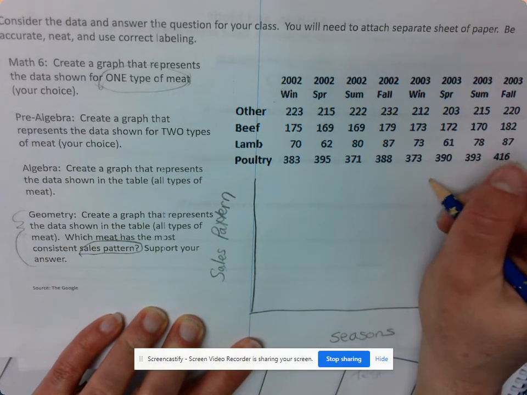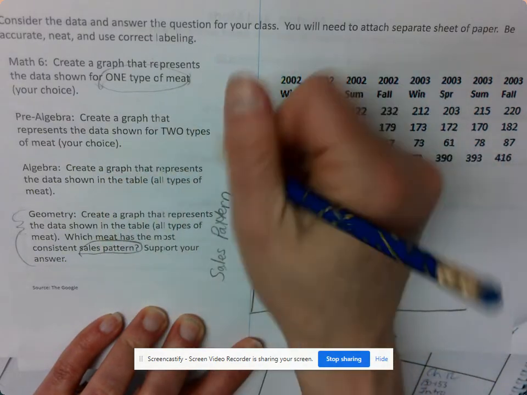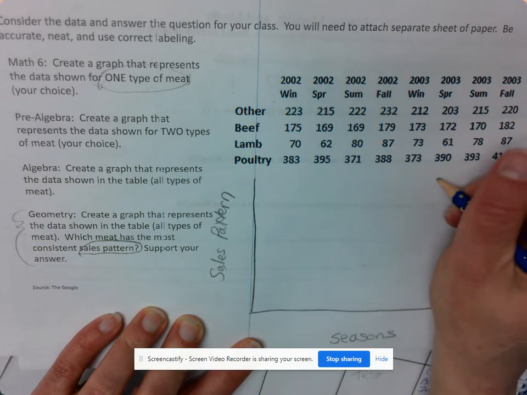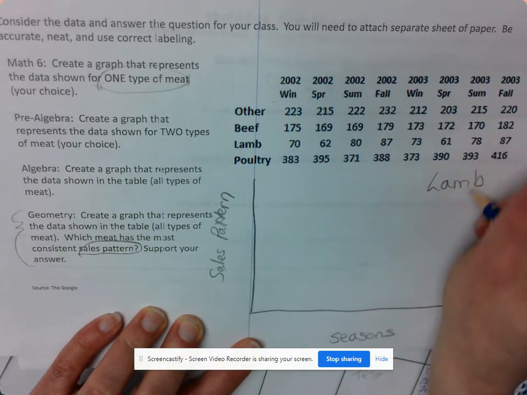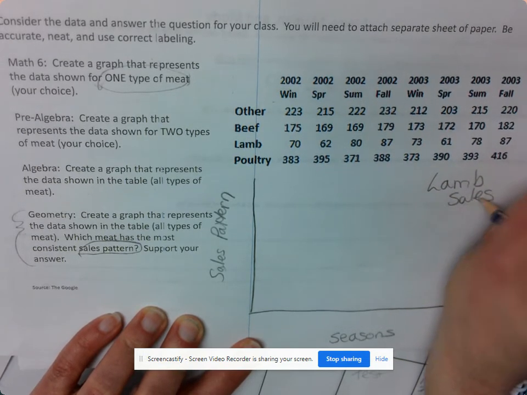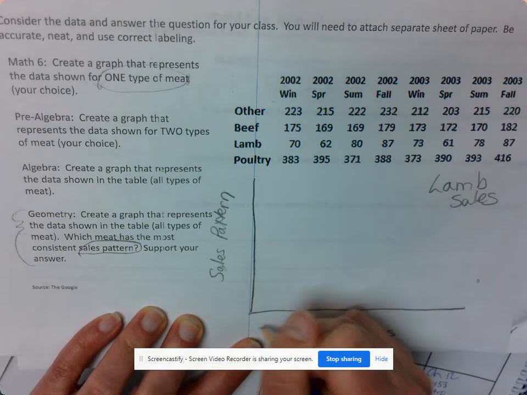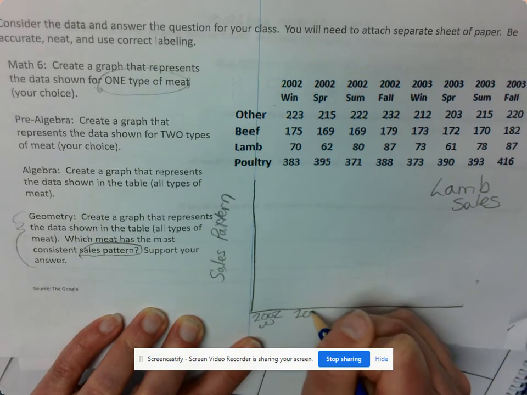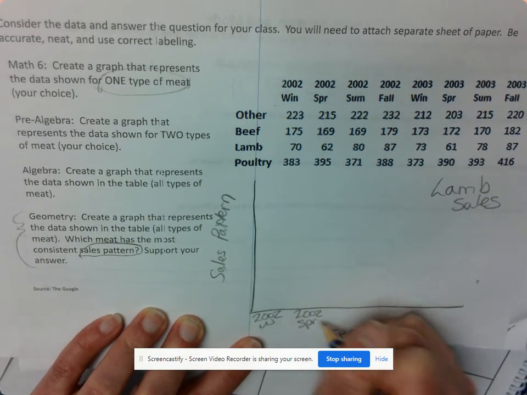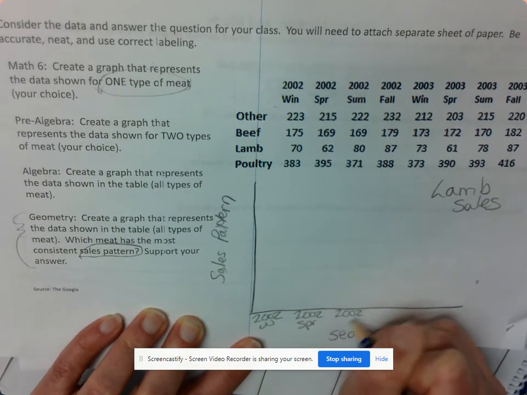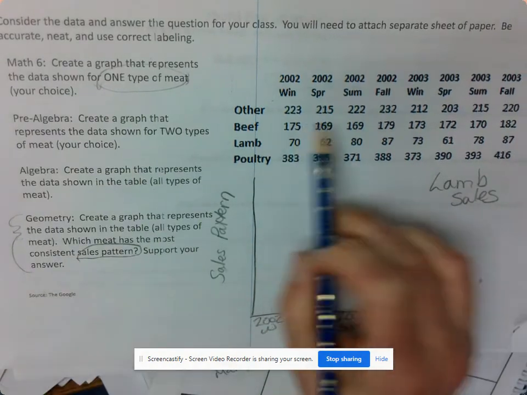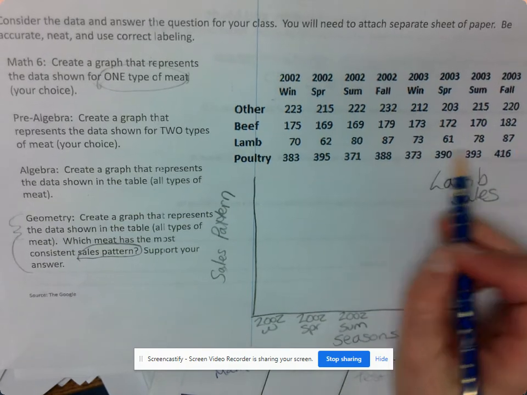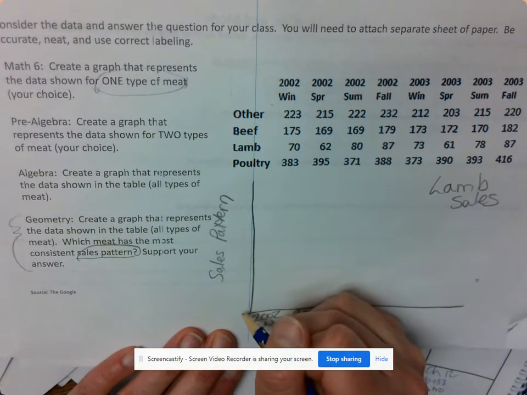Now we're going to put our title. We're going to put which type of meat we chose. So let's say we chose lamb. I'm going to label it lamb sales. So on the bottom, I would put 2002 winter, 2002 spring, 2002 summer, and I'm going to keep it going. Going up the side, I'm going to put numbers that go with these.